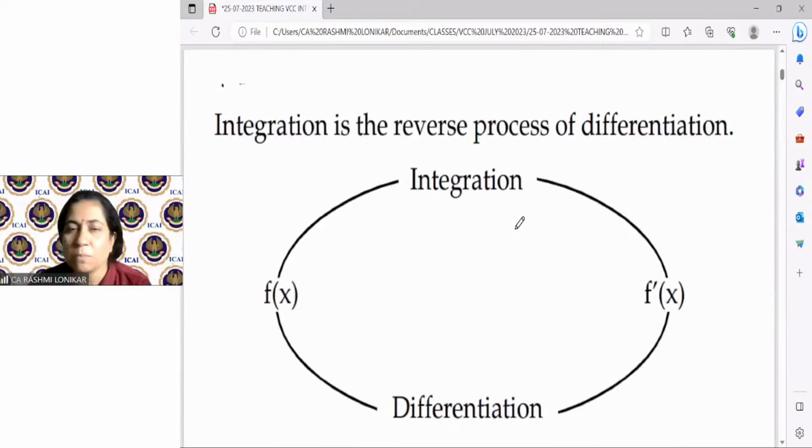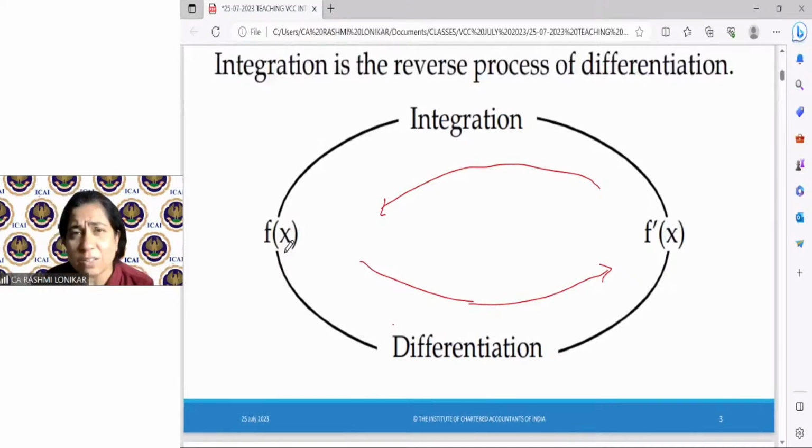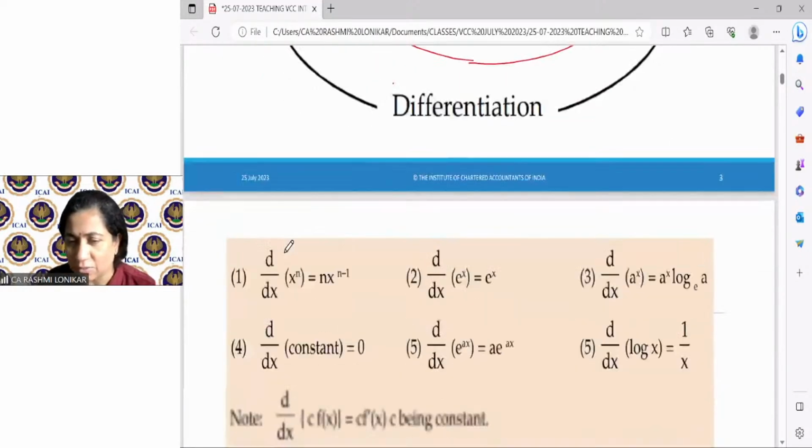Now we come to integration. Integration is the reverse of differentiation. With differentiation, we have a function f(x), and when we differentiate, we get f dash x. Now, when I have already got f dash x, I will integrate it to find out what the original function was. This is just for your conceptual understanding. We'll be doing the sums.